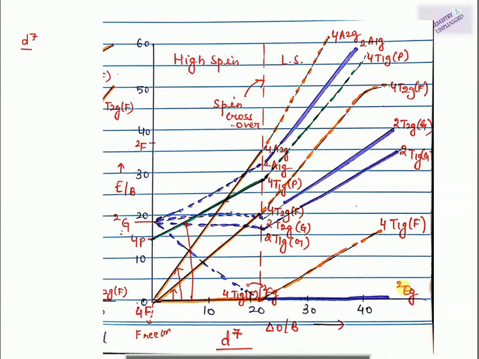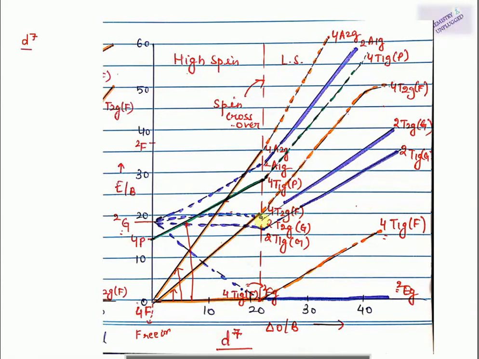Now your ground state term has multiplicity value 2, and the terms of 4F have multiplicity 4. So we cannot consider these terms for electronic transition because our ground state term has multiplicity value 2. Electronic transition will take place from the ground state, so we cannot consider these terms. That is why I have denoted them by dashed lines. We will not consider them in the case of low spin complexes.